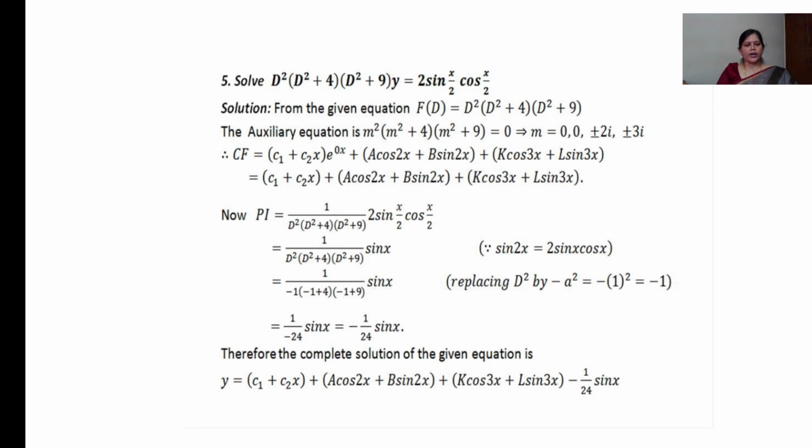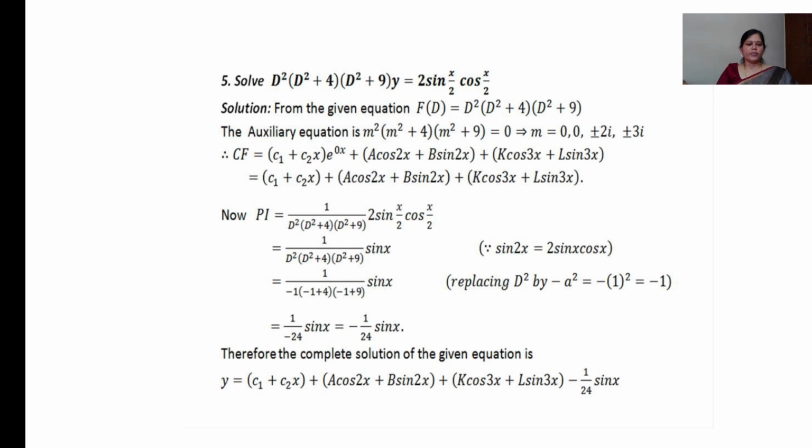The particular integral is equal to 1 over D squared into D squared plus 4 into D squared plus 9, acting on what is given on the right side, 2 sin x/2 into cos x/2. Again, f of x is not in the form of sin ax or cos ax, so we have to use a trigonometric formula and bring it to that form. We know the formula sin 2x is 2 sin x cos x. Using the half angle formula, we get sin x is equal to 2 sin x/2 into cos x/2. That's why f of x is sin x.